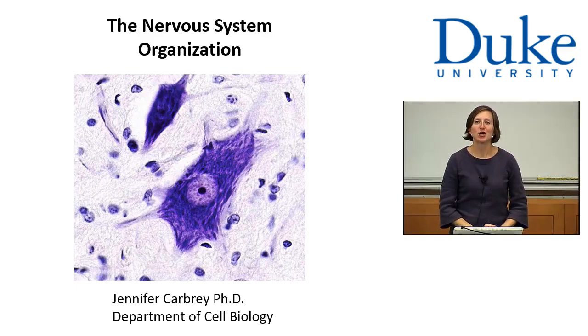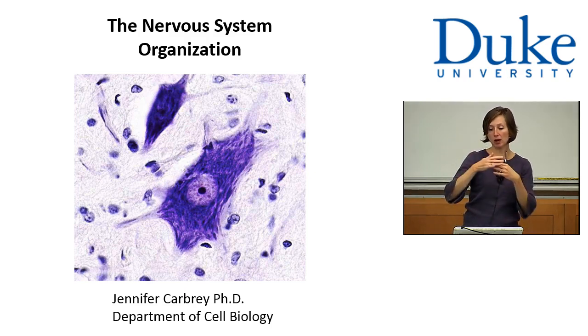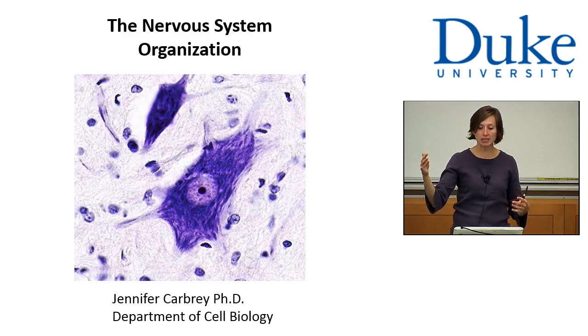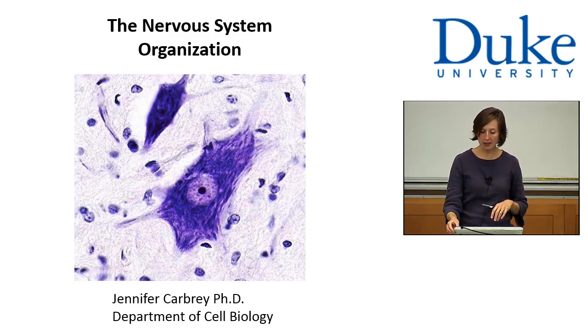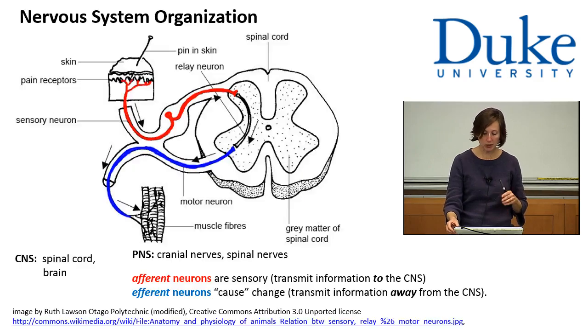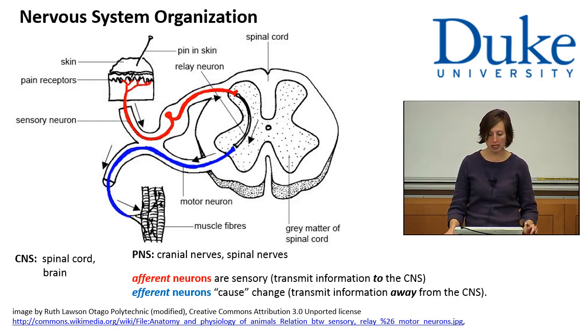Welcome back. This is our last session on just the nervous system proper, and we're going to talk about the organization, because we've talked about how neurons communicate along their lengths, as well as between neurons. And so now we're going to talk about how they're put together in a very general way in the nervous system.